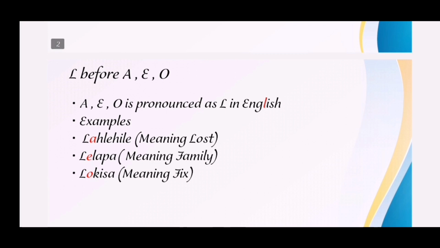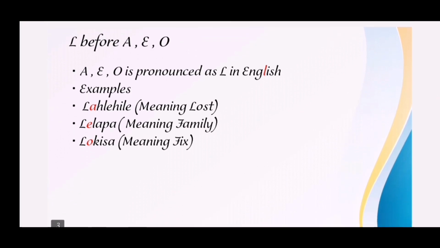Now you might be wondering, when is the letter L used as L for love? When does it not change? So L does not change when it is followed by the vowels A, E, and O. Whenever the letter L is followed by the vowels A, E, and O, it is pronounced exactly as an L in English. So here are a few examples.